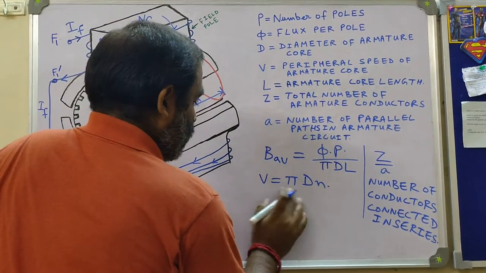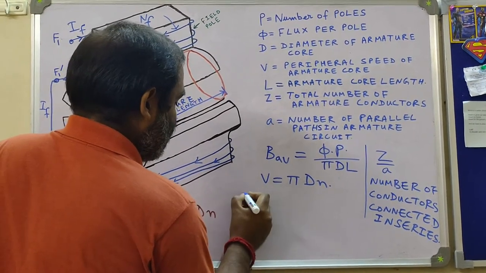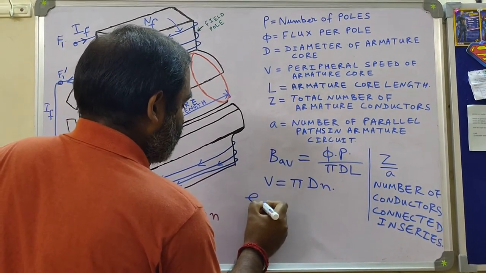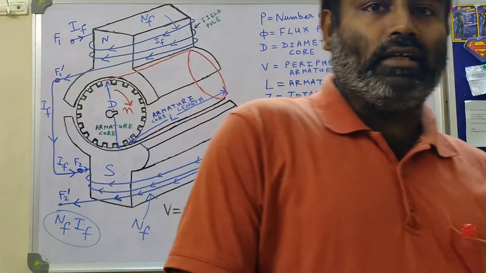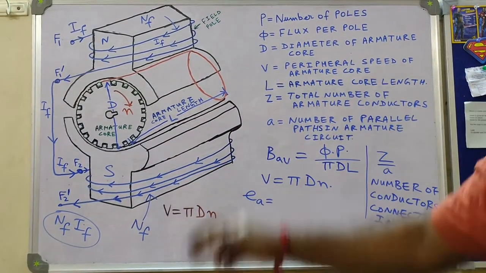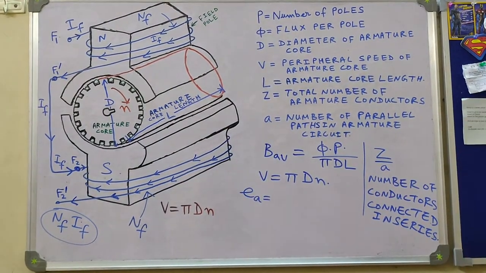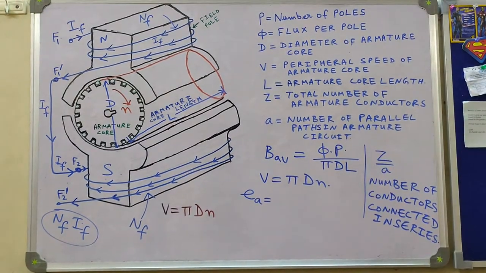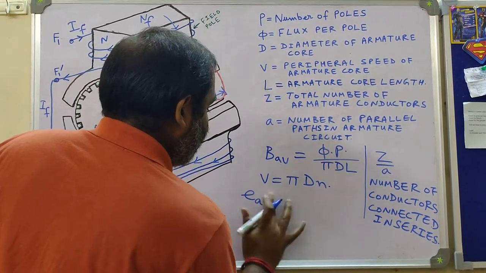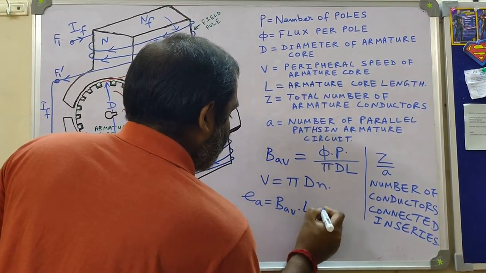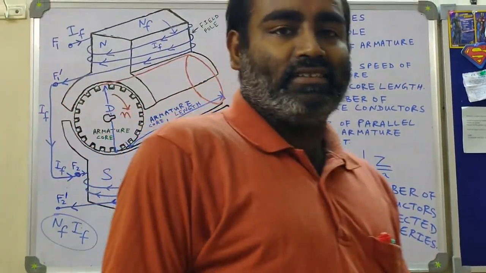Now, EMF induced in one conductor, let me write as small e_A. So, what is the EMF induced in one conductor? BLV. But here we will take B average because the flux density distribution may not be uniform in the air gap. So we are taking the average value of the magnetic flux density over the air gap. So the EMF induced in one conductor is given by B average L V. But how many conductors are connected in series? Z by A.